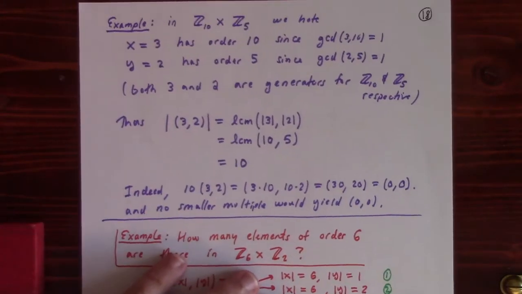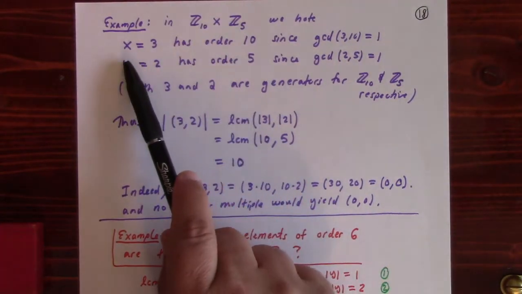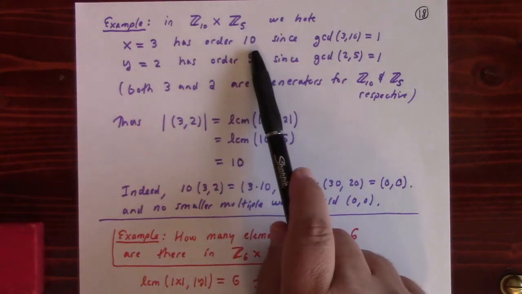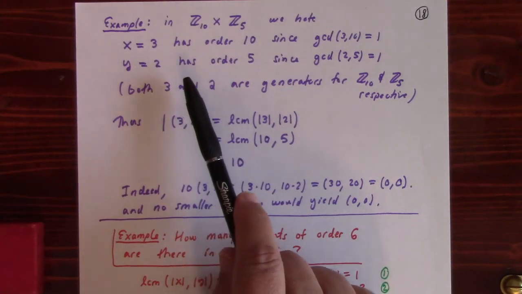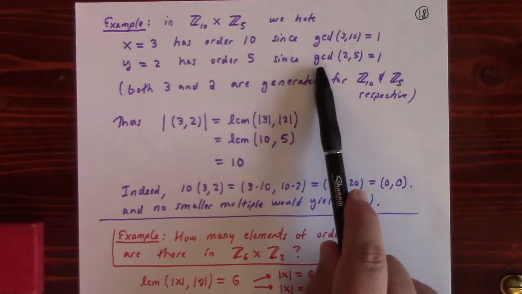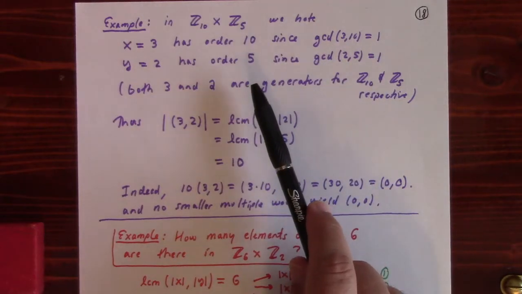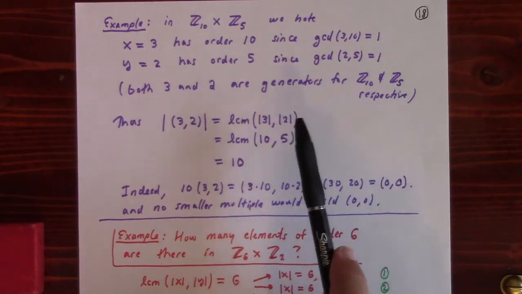Let's see if I've got an example here. I do. So in Z10 cross Z5, we can notice that x equals 3 has order 10 in Z10 because 3 is relatively prime to 10, so it's a generator. And y equals 2 has order 5 in Z5, since again it's relatively prime to 5, so it's also a generator, which means it has order of the group. And as I said, both 3 and 2 are generators for Z10 and Z5.